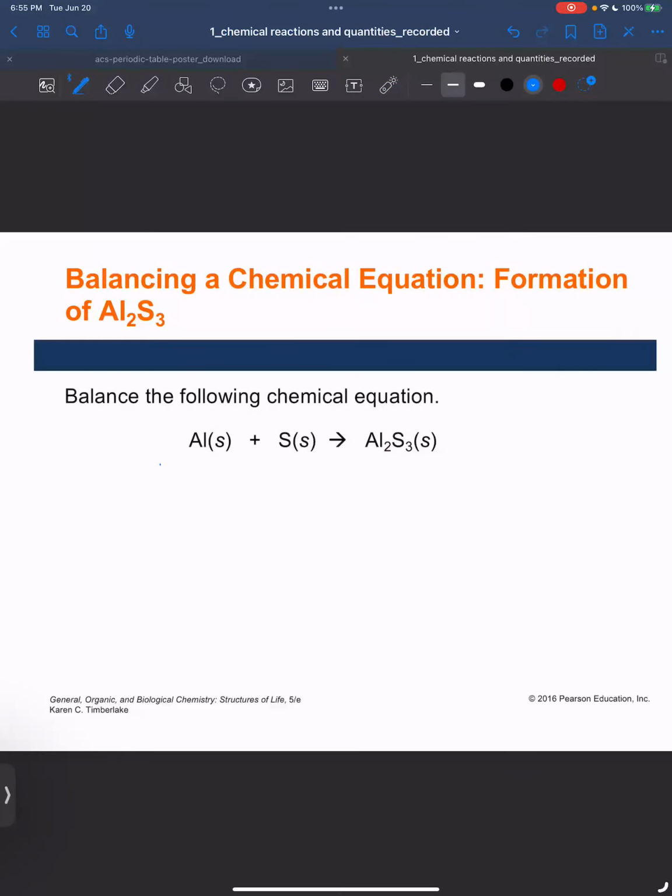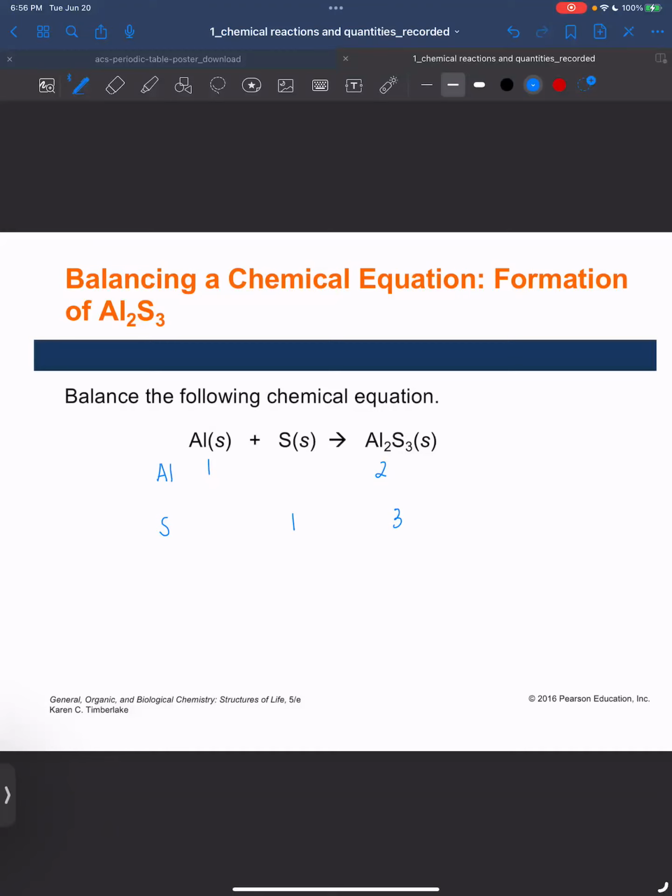What I mean by that is I always tell students to write down the elements on the left side and then to count them. So on the left side, I have one aluminum, and on the right side, I have two. So that subscript implies I have two of those aluminum atoms. So I'm going to write two here and only one here. So this is not balanced yet. And then sulfur, I have one here, and I have three sulfurs here.